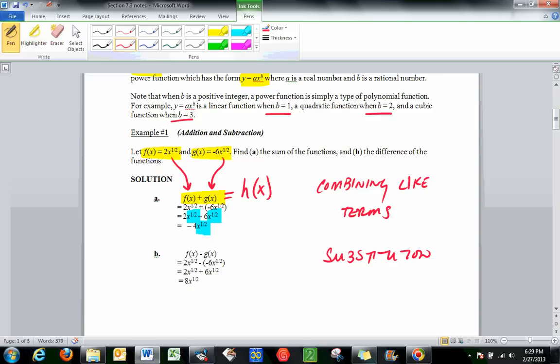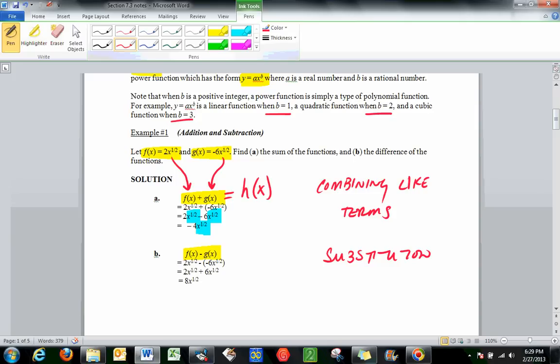Now, we can take the same exact functions and we can also do subtraction. And in this case, it would create a negative of a negative, so we would have to convert that to positive, and now we're simply adding these two like terms. And again, they both have x to the 1/2 power, so we can add them together to come up with a final simplification of 8x to the 1/2 power.